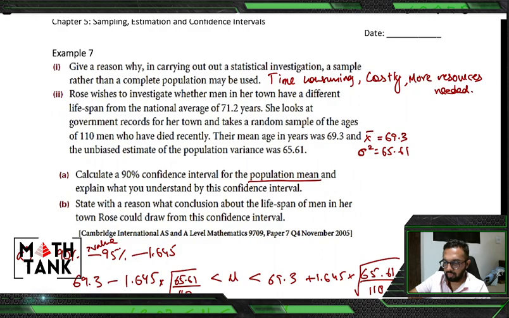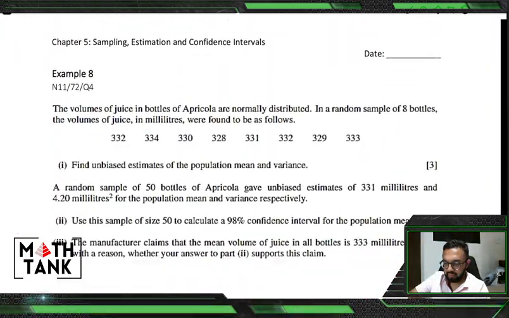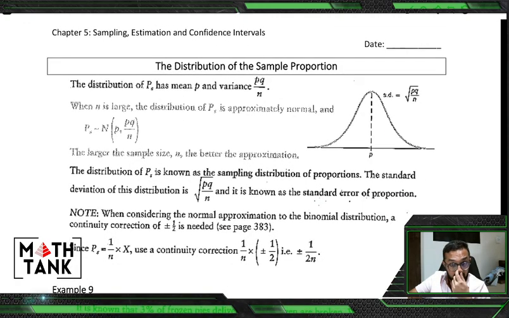Detailed question, you could go over that. Then confidence intervals can also be there for population proportions. Now, what's the difference between a population mean and a population proportion?